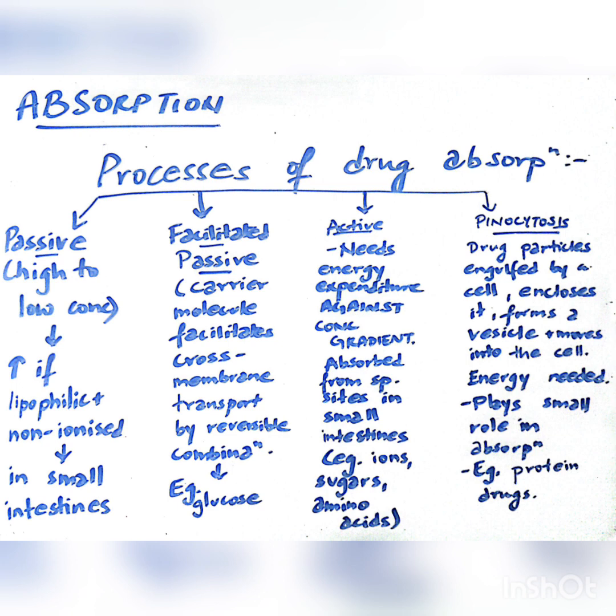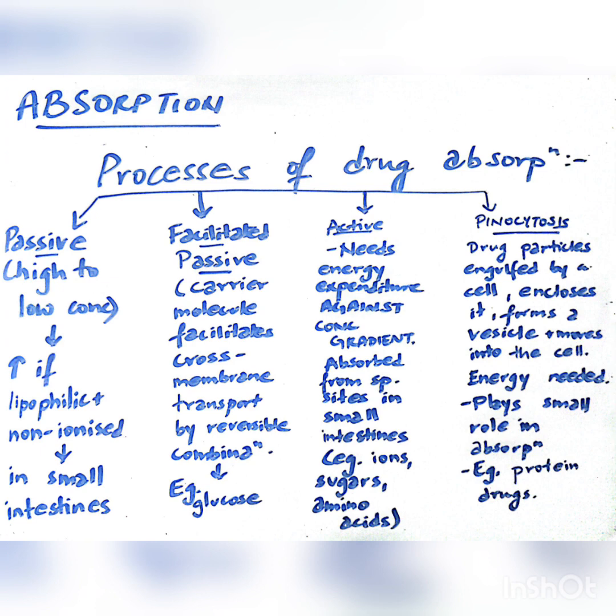The different processes of drug absorption, or the different methods through which a medication can be absorbed in the body, are as follows. The first is passive, which is the easiest method. It just goes along the concentration gradient, so from a high drug concentration to a low drug concentration. It usually happens when medications are highly lipophilic and non-ionized, taking place usually in the small intestines.